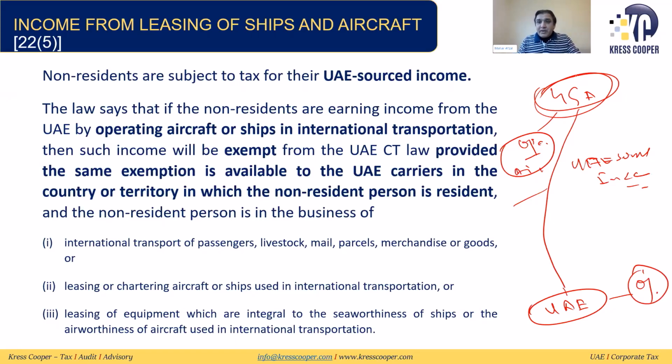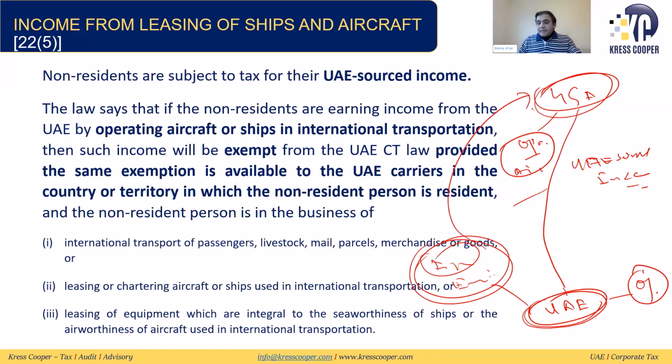They said if the USA or any foreign company is earning any income from the UAE, this income will not be subject to tax, subject to the condition that the same privileges are available to the UAE carriers. We know Etihad, we know Emirates, Sharjah, whatever these airlines, if the same exemptions are available to the carriers of ships and aircraft of the UAE in the respective jurisdiction. So the US company will keep enjoying the income tax exemption in the UAE if the same privileges are available to the UAE carriers in the respective country.